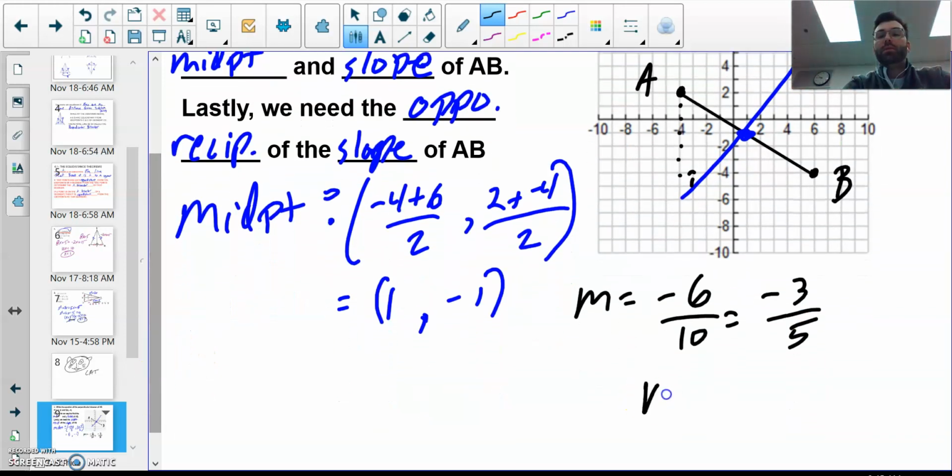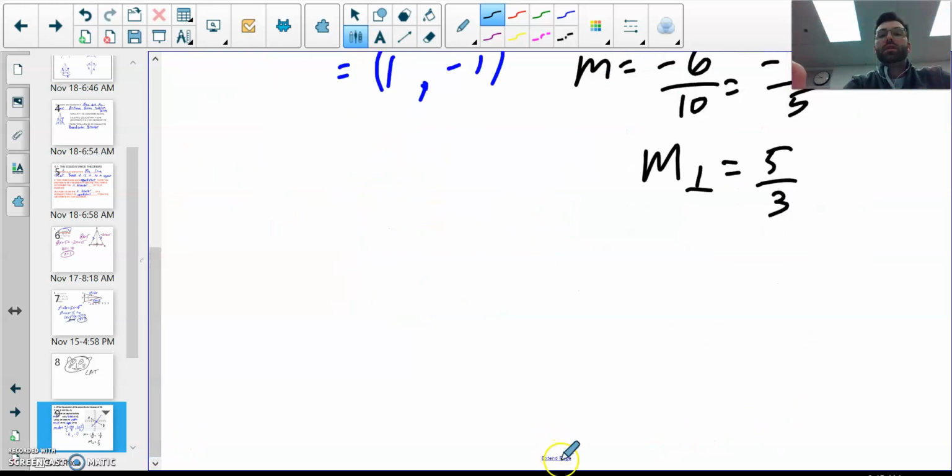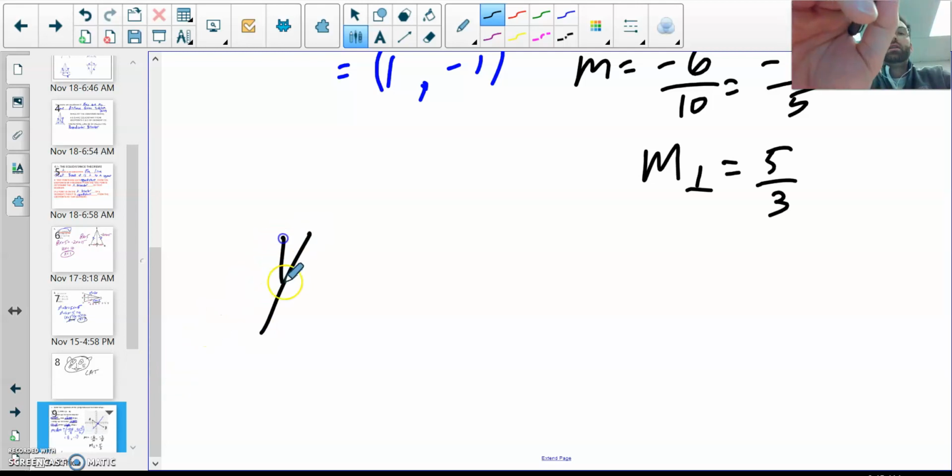So the slope that I'm going to use, I'm going to look for my perpendicular slope. M perpendicular is the opposite reciprocal. Remember, we flip it and change the sign. So now let's write the equation.